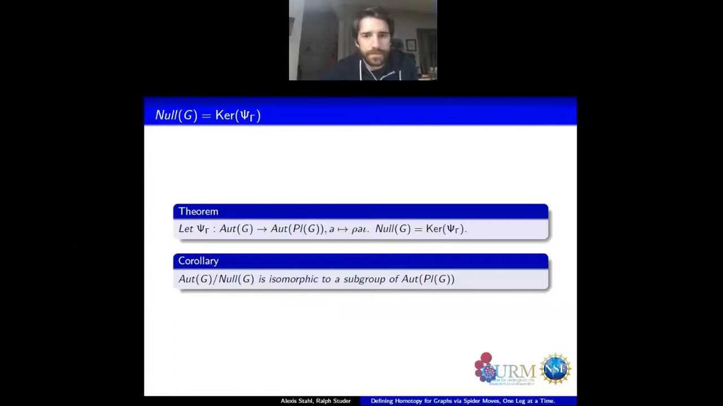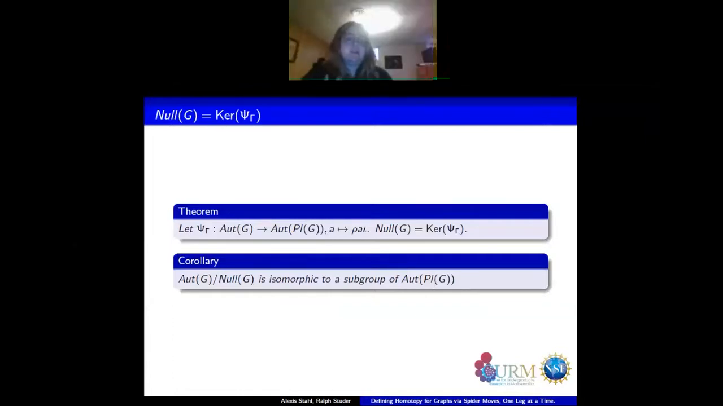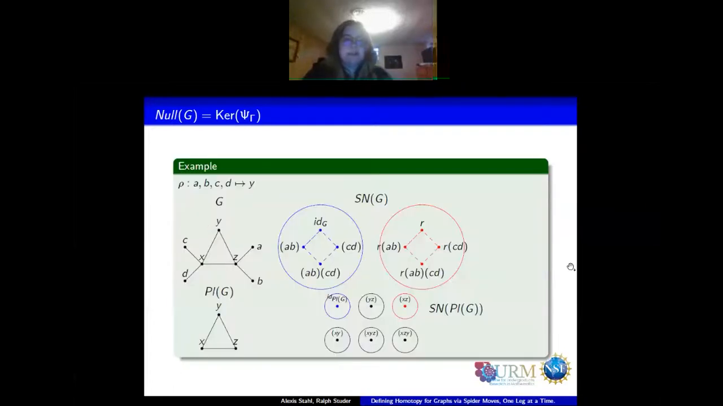So then our last theorem and corollary, we wanted to show that Null G is equal to the kernel of our psi gamma. And then we answered that question that we posed before, that the automorphisms of G mod Null G is isomorphic to a subgroup of the automorphisms of pleat G. And so we have an example of this using that same graph with the antennas. We set rho to take A, B, C, D to Y.